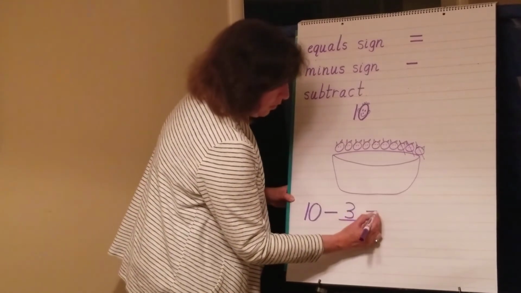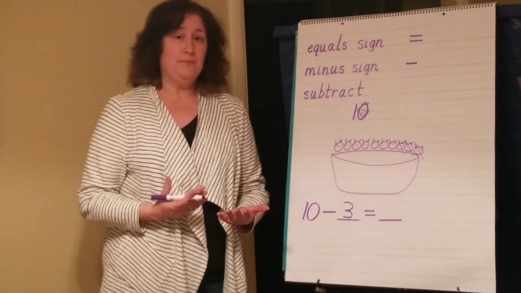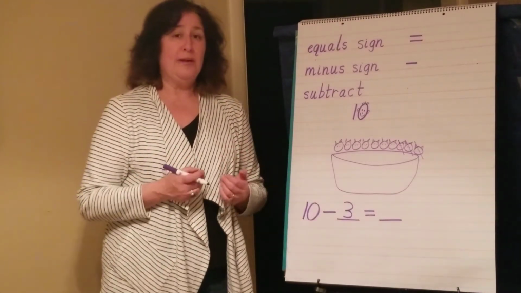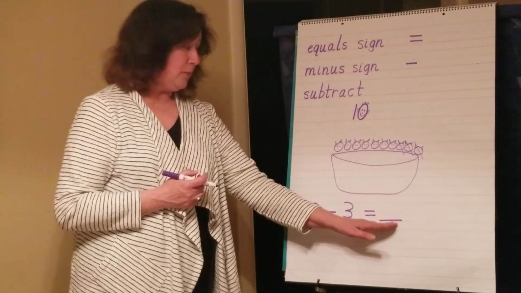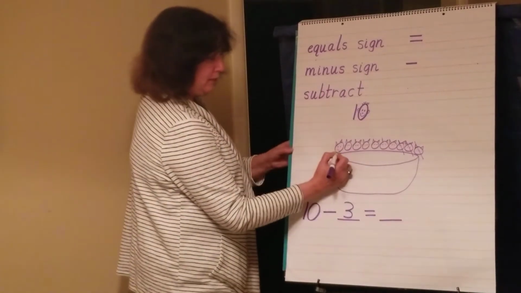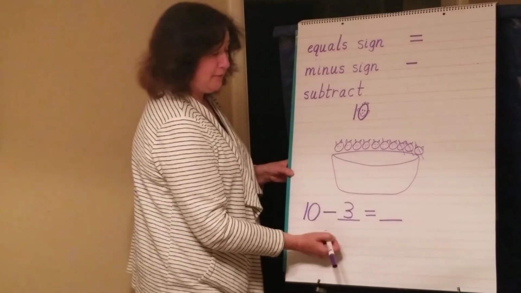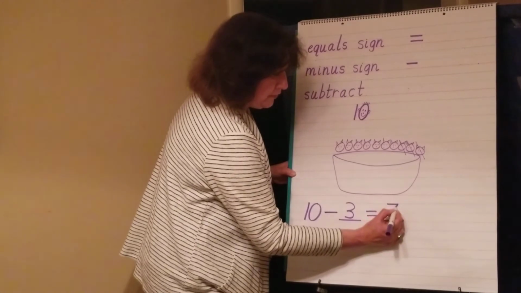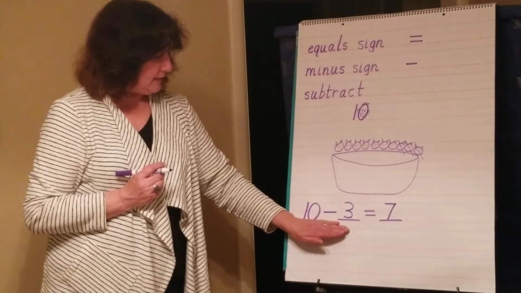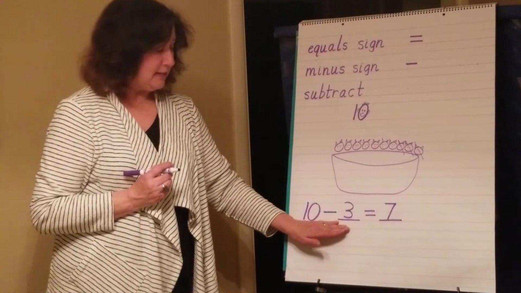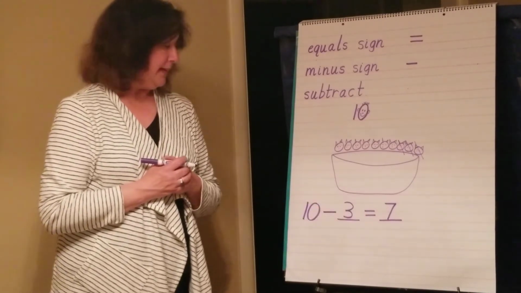And that equals, that's going to tell us how many are left. When we say are left, we know we are subtracting. How many are left? Well, we can count and find out. There's 1, 2, 3, 4, 5, 6, 7 kittens left in the basket. So the answer is 7. And the equal sign tells us that 10 take away 3 is the same as 7. It's equal to 7. 10 take away 3 is 7.